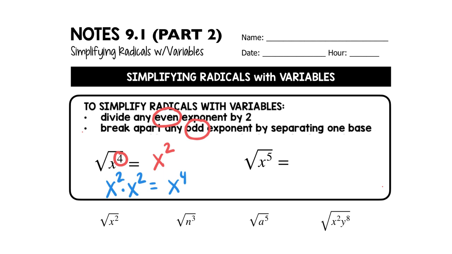The next one is x to the 5th, so it's an odd exponent. 5 is not divisible by 2, so I want to break it into x to the 4th times x to the 1st, because I want that exponent to be divisible by 2. So the square root of x to the 4th is x squared. So that can come out of the root. And then under the root, I just have the square root of x to the 1st, or just x.